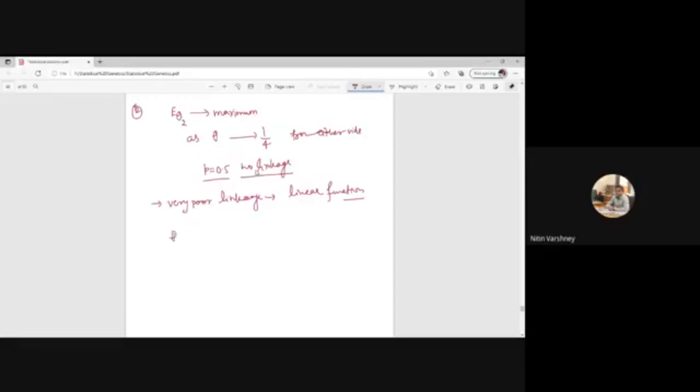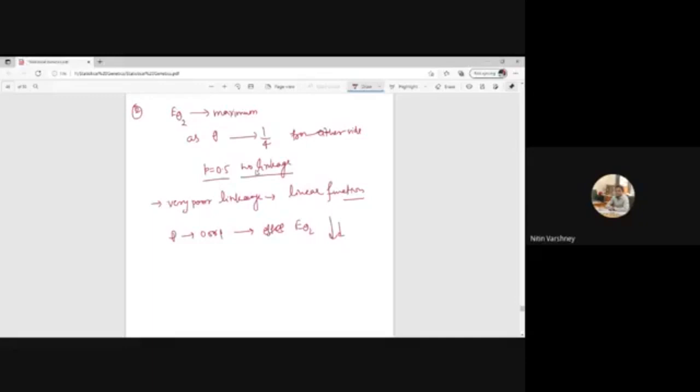As theta approaches 0 or 1, the efficiency of theta 2 will fall down. So these are some results regarding this graph.